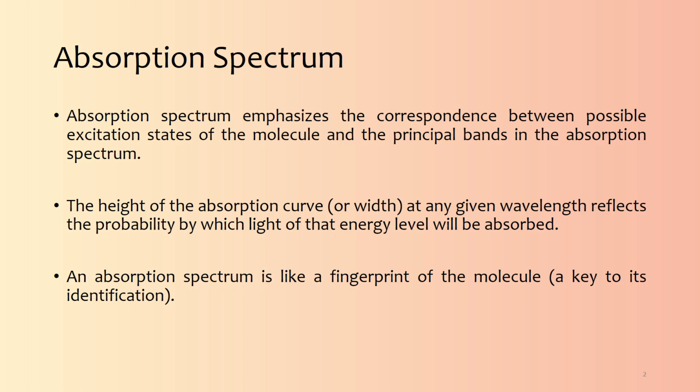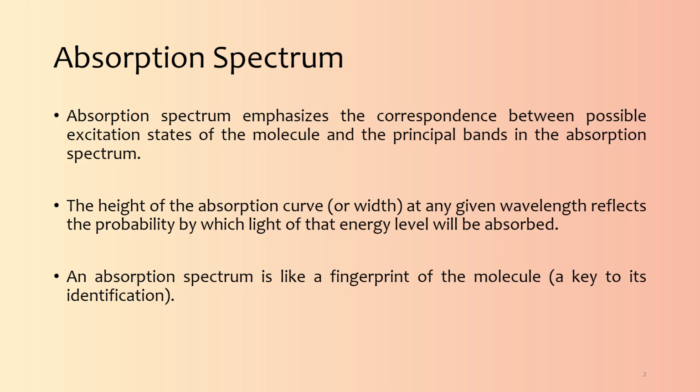The height of the absorption curve, or the width, as represented in the figure, at any given wavelength reflects the probability by which light of that energy level will be absorbed. More importantly, an absorption spectrum is like a fingerprint of the molecule. Every light absorbing molecule has a unique absorption spectrum that is often a key to its identification. For example, there are several different variations of the green pigment chlorophyll. The pattern of the absorption spectrum for each variation generally resembles that shown in the figure. Yet each variation of the chlorophyll differs with respect to the precise wavelength at which maximum absorbance occurs.